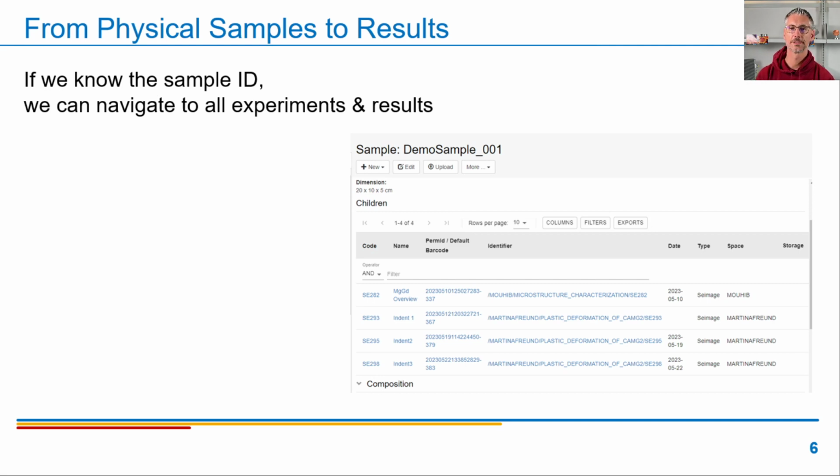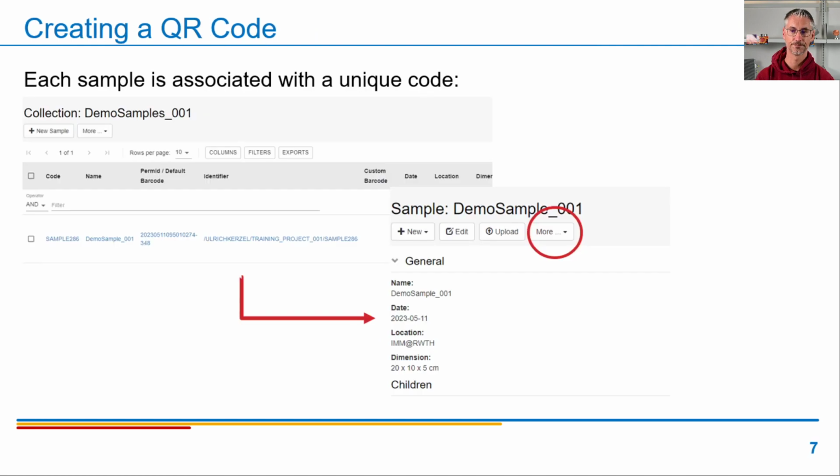So how do we do this? If we know the sample ID, we can navigate to all experimental results. Again, here was a demo sample which I've added to a few examples. So if we know this ID, we get a list of all the children, that means of all the dependent experiments that we have done with this sample.